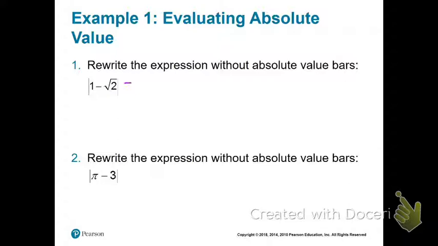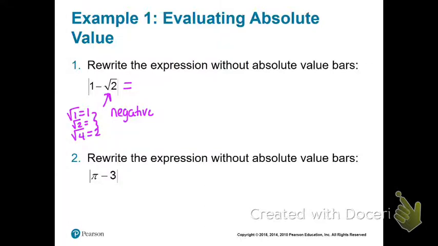So when we look at this here, we've got to think, okay, first, square root of 2 is approximately what number? Well, it's got to be 1 point something, because the square root of 1 is 1, and the square root of 4 is 2. And so square root of 2 has to be somewhere in between them. So it's a number between 1 and 2. So if I take 1 minus a number that's bigger than it, we're going to end up with something negative, aren't we? So we know that our number inside is negative.